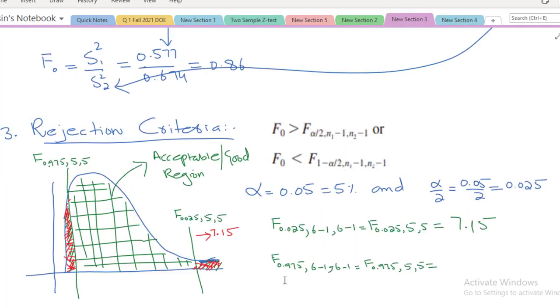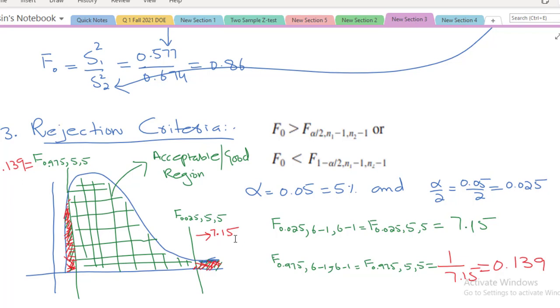Now in order to calculate the value at the left tail, we simply divide 1 by the value that we have obtained for the 2.5%. If we divide 1 by 7.15, let me calculate it. So we got our cutoff regions. One of my cutoff regions is 0.139 and the second one is 7.15.